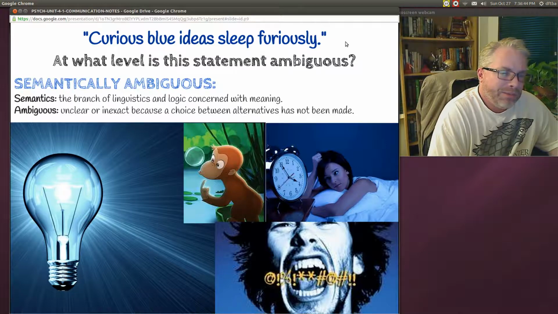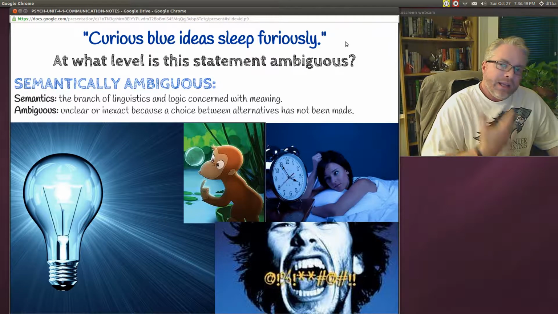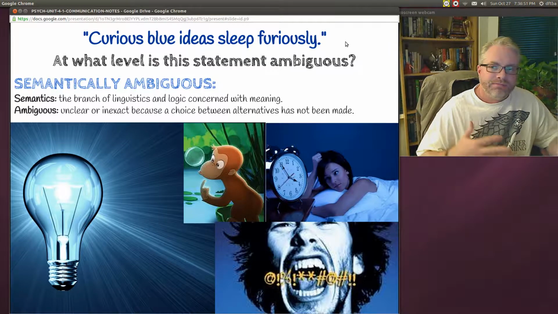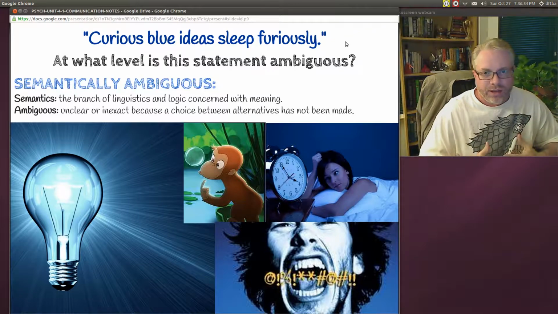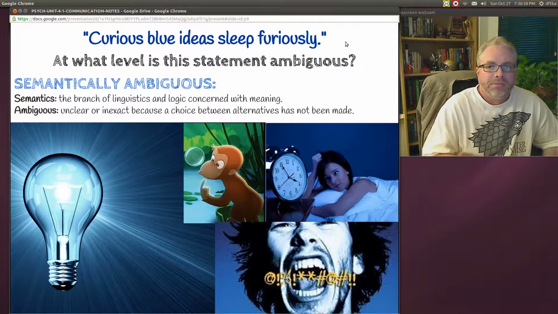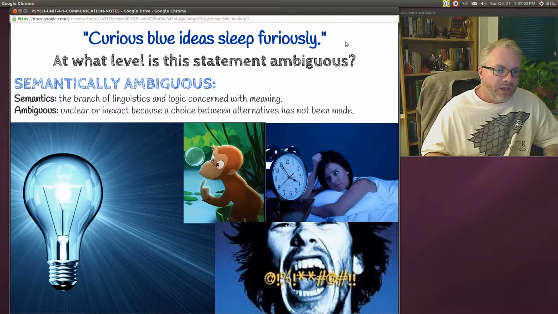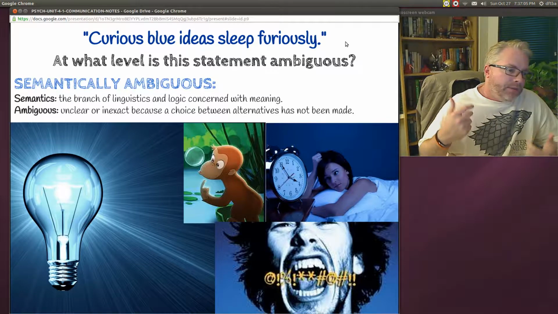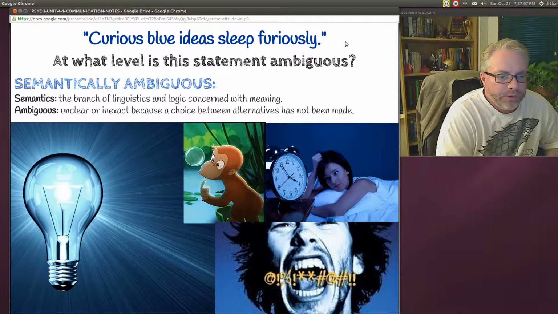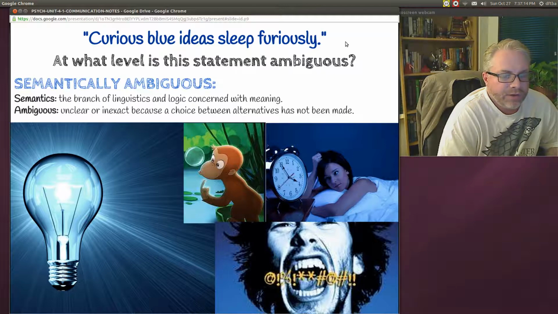So what does this even mean then? Curious blue ideas sleep furiously. The statement is a proper statement of English. Curious blue ideas sleep furiously, that works. You can't make a claim that that's an improper sentence structurally. Or a better way to say this: if you're in English class and you're going to diagram the sentence, the diagramming of the sentence would work. You've got subject-verb agreement, all those kinds of things. Adjectives in there describing things.